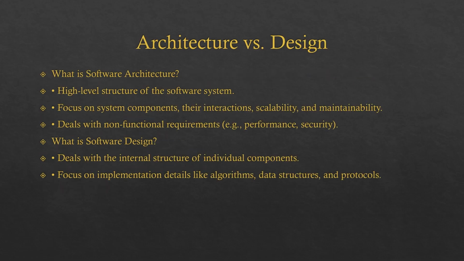Let's begin by clarifying the difference between software architecture and software design. Architecture focuses on the high-level structure of a system, defining its components and their interactions, while addressing non-functional requirements like scalability and security. On the other hand, design deals with the internal details of individual components, including algorithms and data structures.